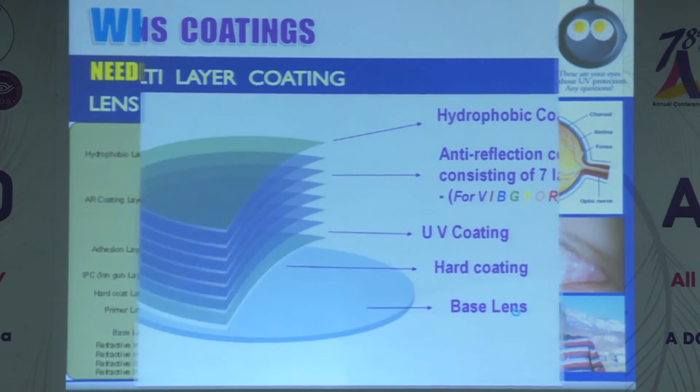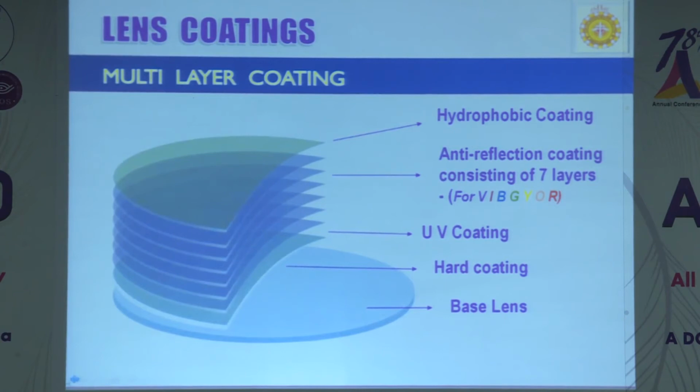So it can be done during manufacturing. This is a base lens. Over the base lens, there can be a hard coating and an ultraviolet coating. Over that, there will be an anti-reflection coating in 7 layers based on VIBGYOR. Then finally, you can have a hydrophobic coating or water-resistant coating.